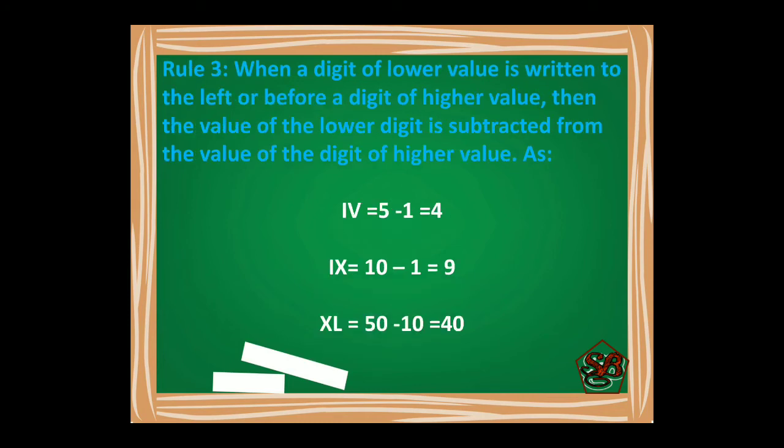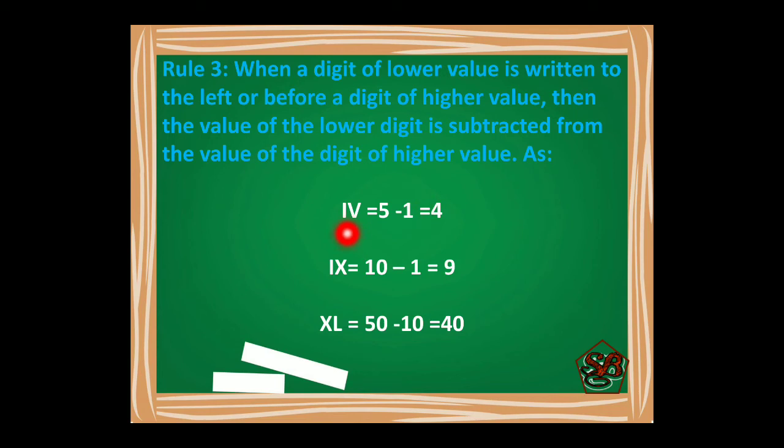Let's move on to rule 3. Now when the smaller number is on the right hand side, we are adding. But when the number is on the left hand side, we subtract. When the smaller number is on the left hand side, we subtract.